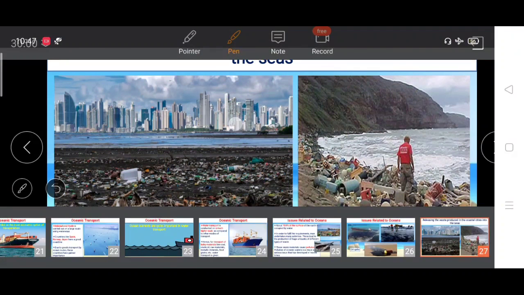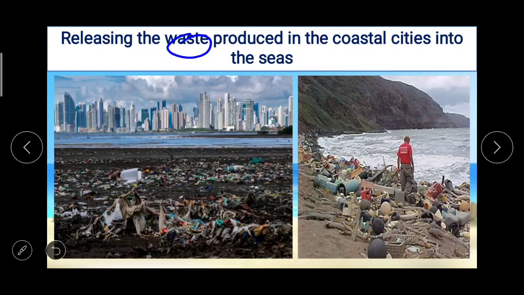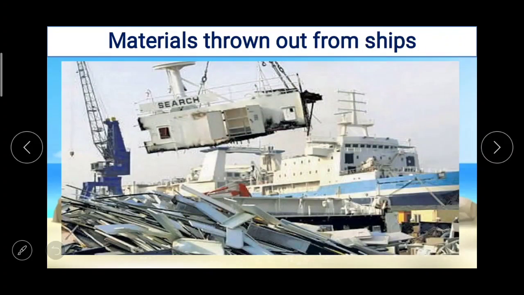produced in the coastal cities into the seas. The cities which are nearer to the seas or oceans always, here you can see how the cities release their waste into the seas, and which is harmful to the nature. Next one, materials thrown out from ships, which is very harmful again.